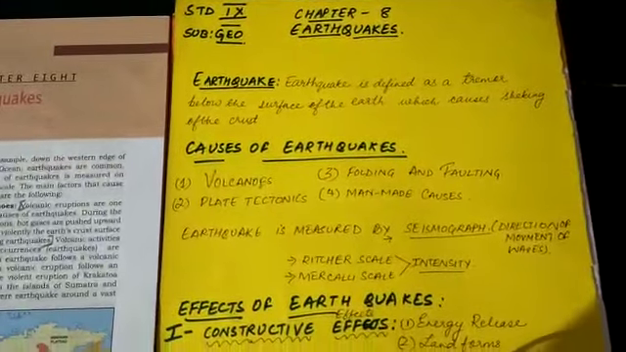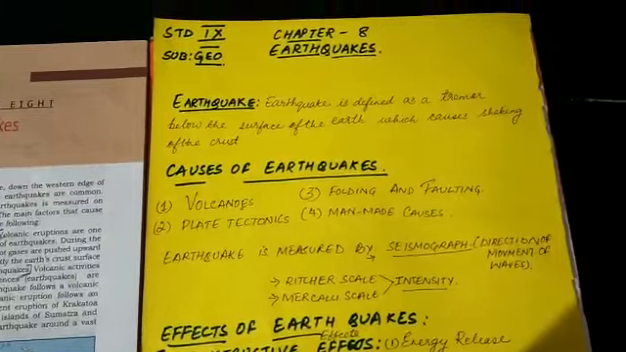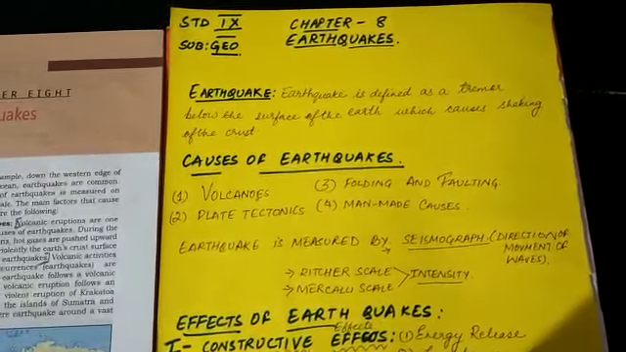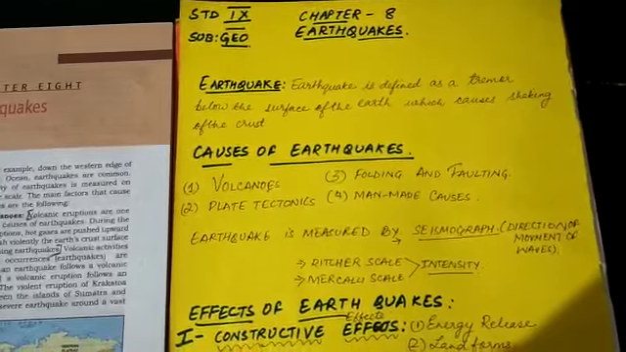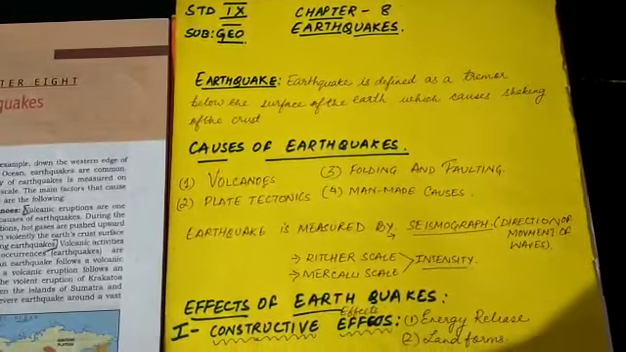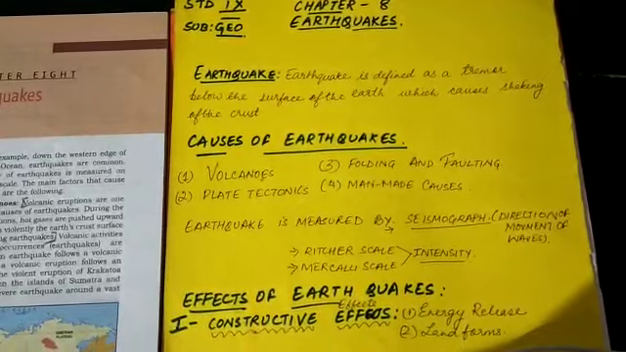Good morning, children. Let's do today chapter 8, that is earthquake. Now, what is an earthquake? It is defined as a tremor or a shaking of the earth's surface which causes shaking of the crust. There are various causes of earthquake. Amongst that, we have volcanoes, folding and faulting, plate tectonics, and man-made causes.